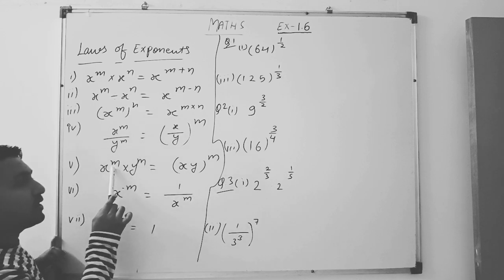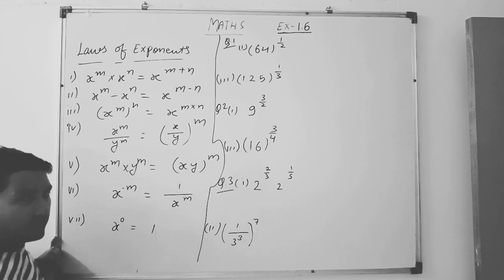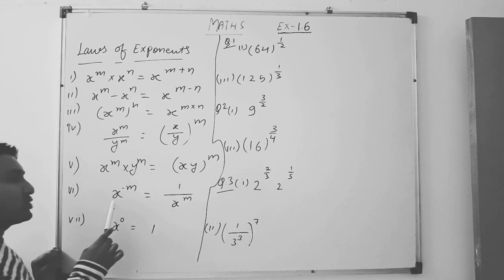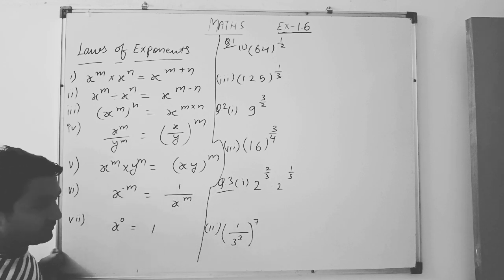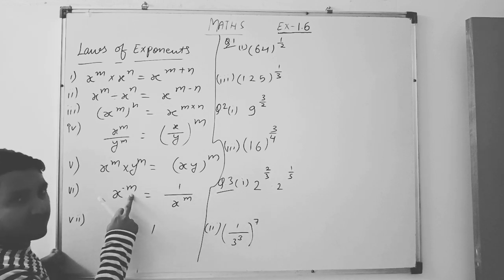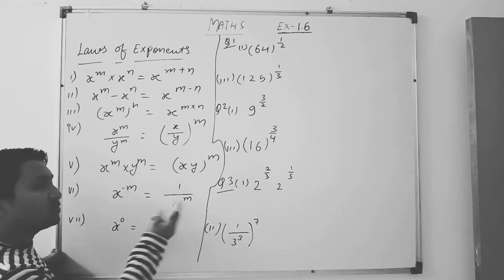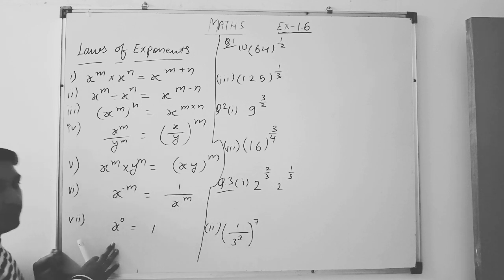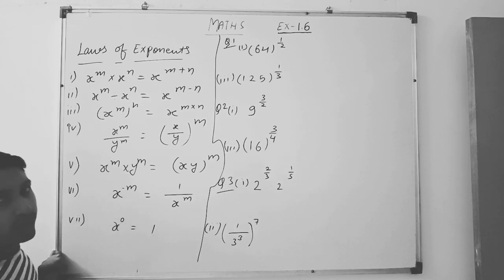Next law is x to the power m into y to the power m is equal to x into y to the whole power m. If x to the power minus m, it means you can write 1 upon x to the power m. For example, x to the power minus 1, you can write 1 upon x to the power 1. x to the power minus 2, you can write 1 upon x to the power 2. If any number's power is 0, it means it will be equal to 1.